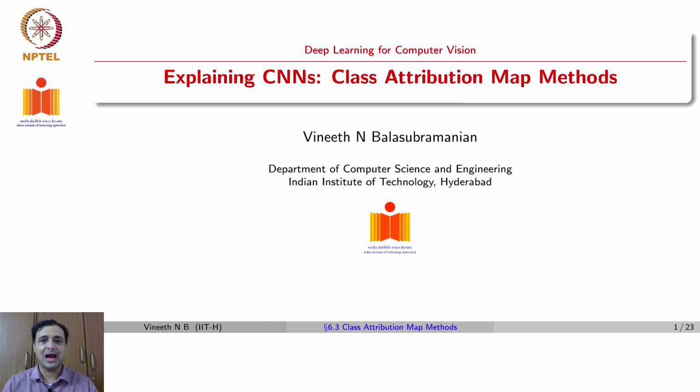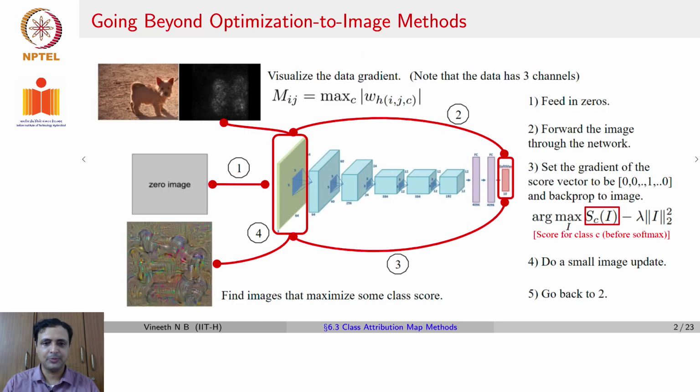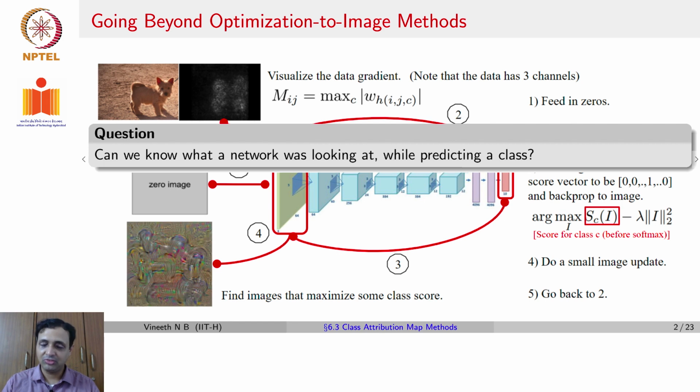For example, if we had a cat and a dog in an image, which part of the image led to it being predicted to be a cat, and which part of the same image led to it being predicted as a dog. Let's see this in more detail over the next few slides. So the question we still continue to ask is, can we know what a network was looking at while predicting a class? But the approach, as you will see, is different from what we've seen so far.